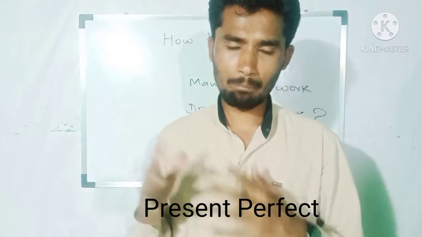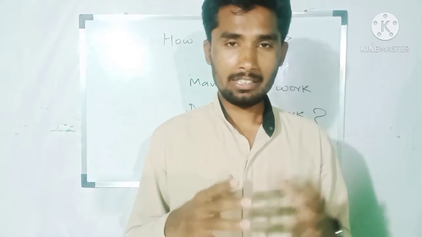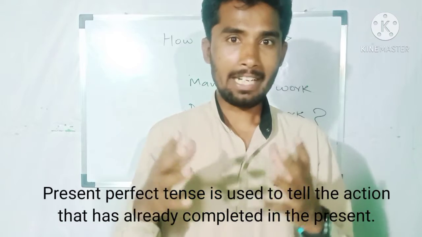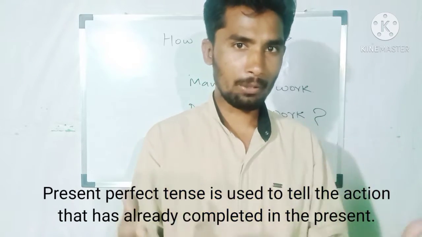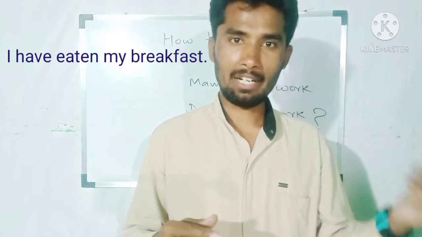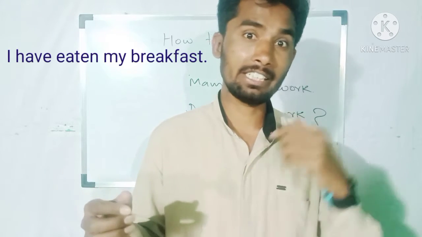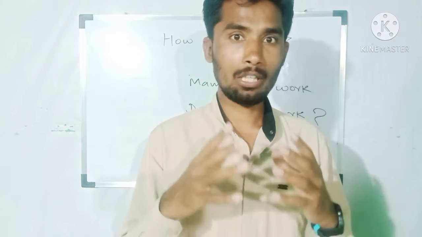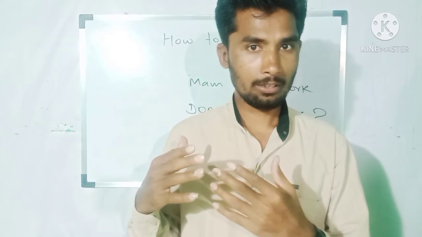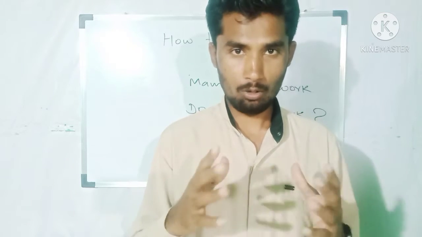If we talk about present perfect, this tense has a different use. Okay, in this tense we express those actions that have already happened, already been completed in the present. For example, I have eaten my breakfast. I am talking about my breakfast that I have already eaten in the morning, so that action is completely completed. So that action I am using with present perfect tense. Okay, so I hope this is clear.